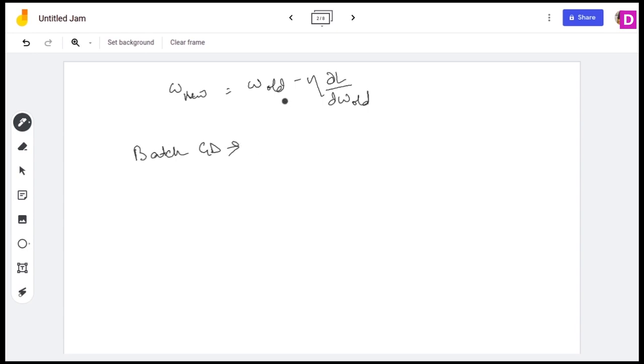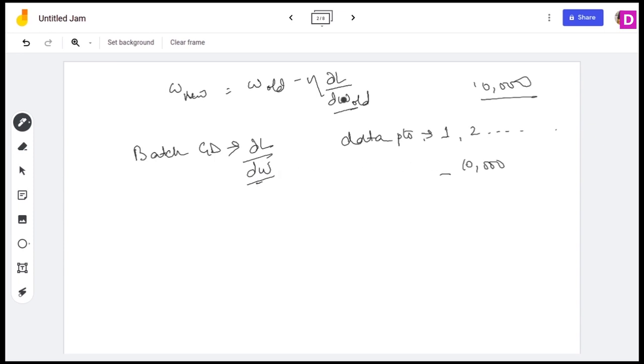What batch gradient descent does is, it calculates the differentiation, that is dl by dw, for all the data points. So it calculates for the first data point, second data point, and so on. Let's say we have 10,000 data points. It will calculate the differentiation for 10,000 points. Once it has calculated it for all of them, it averages it out and updates the weight.